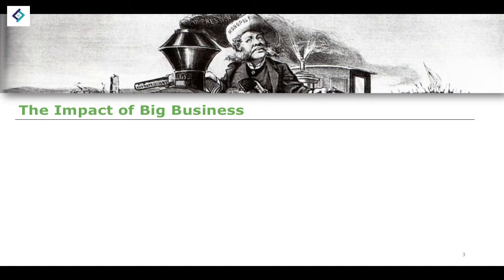So let's think about big business. Let's think about the monopolistic enterprises that were growing and thinking about the attempts to try and reduce their influence with various antitrust legislation, the extent to which this was even effective, and talking about the impact that was had in terms of the societal impression of big business.